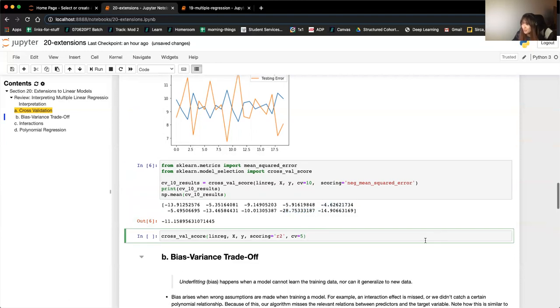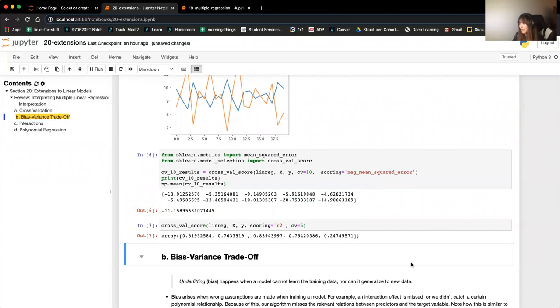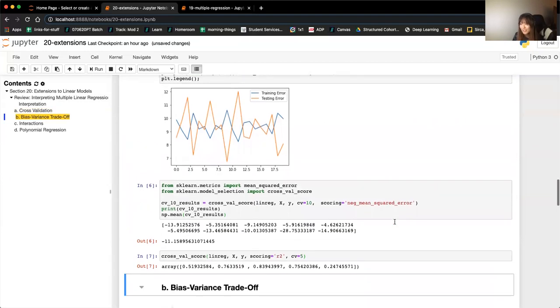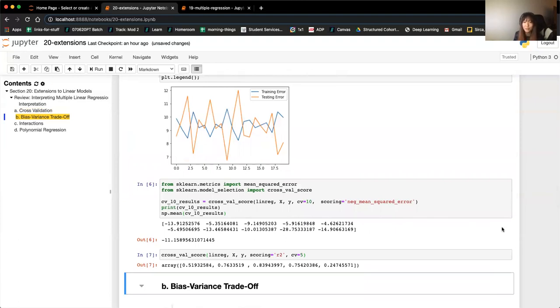And similarly, you can do this with 5 as well. You can really do any number you want. But cross-validation is basically an extra step that you do to make sure that your model isn't overfitting to any subset of your data. Sound good?